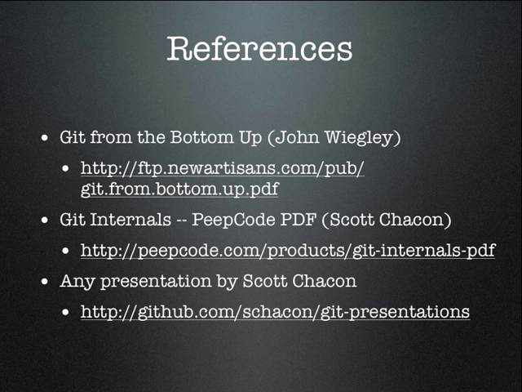Finally, we have some references for those of you who want to research the internals of Git a little bit more. The Git from the Bottom Up PDF by John Wiegley is very good, and I recommend that, along with the Git Internals PDF by Scott Chacon. Scott is one of the guys who works on GitHub, and if you have a chance to hear a presentation by Scott on the topic of Git, go and take advantage of that. Scott is a wonderful presenter and gives lots of information. In fact, he gives about 2 hours of information in a half-hour talk, so you've got to listen really carefully. But go and hear him if you have a chance.